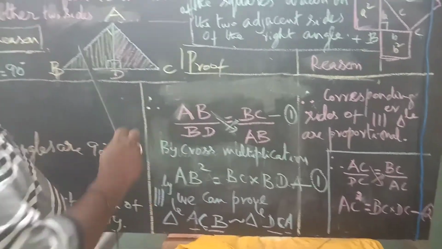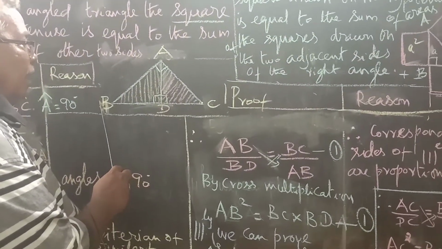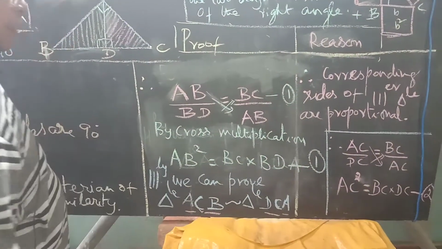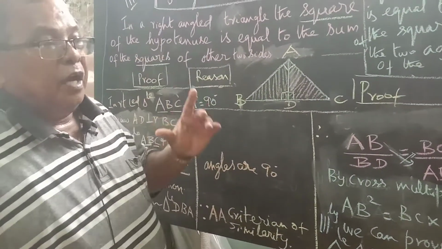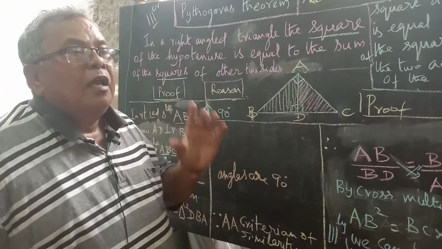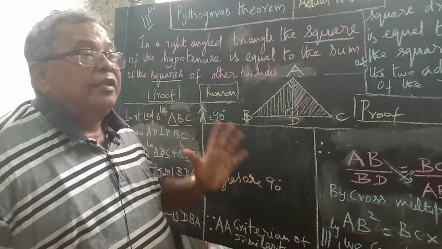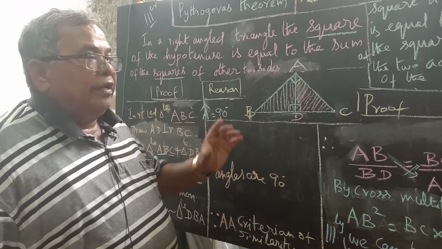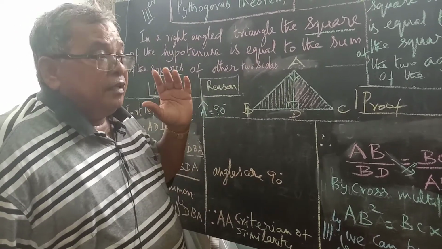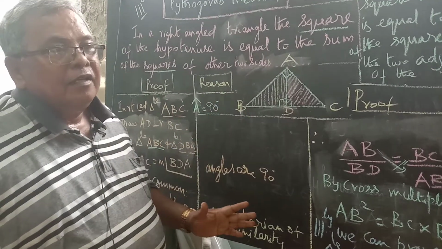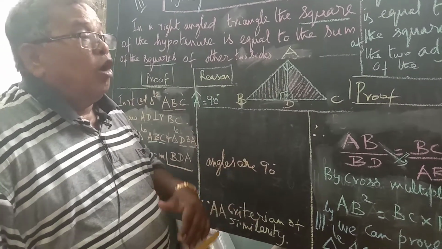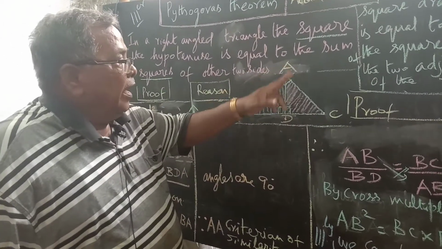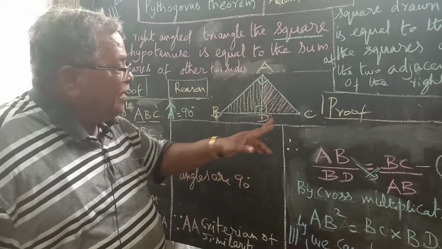Similarly, we can prove that the bigger triangle ACB is similar to triangle DCA. You should write it in this way, and then only can we take the corresponding sides. I already told you what corresponding sides mean: the sides opposite to equal angles in similar triangles. When two triangles are similar, how do you take the corresponding sides? The sides opposite to the equal angles. Simply, you take the bigger triangle ACB and the smaller one DCA.